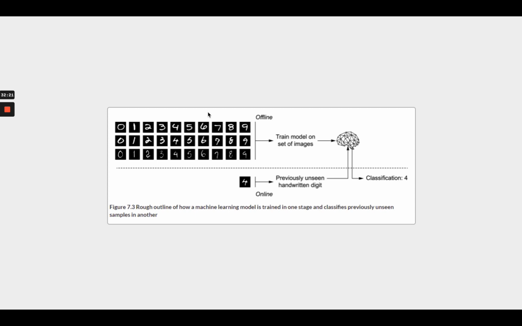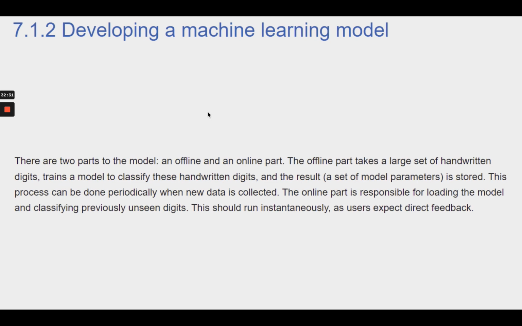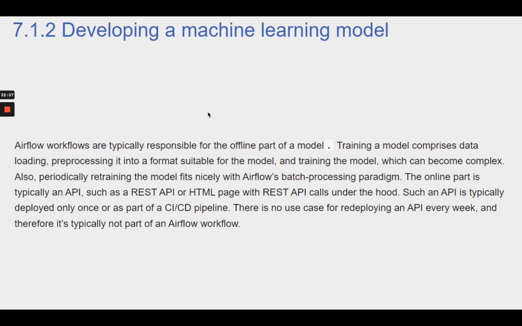After training the model, we should be able to feed it a new, previously unseen handwritten number, and the model should classify the handwritten number, figure 7.3. There are two parts to the model, an offline and an online part. The offline part takes a large set of handwritten digits, trains a model to classify these handwritten digits, and the result, a set of model parameters, is stored. This process can be done periodically when new data is collected. The online part is responsible for loading the model and classifying previously unseen digits. This should run instantaneously, as users expect direct feedback.